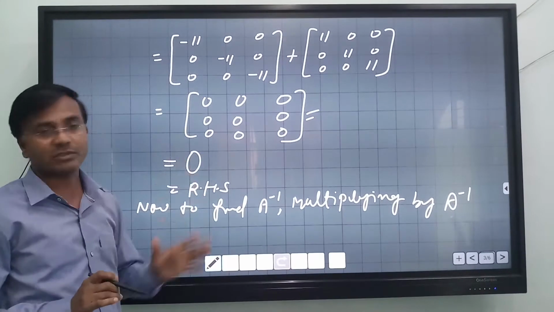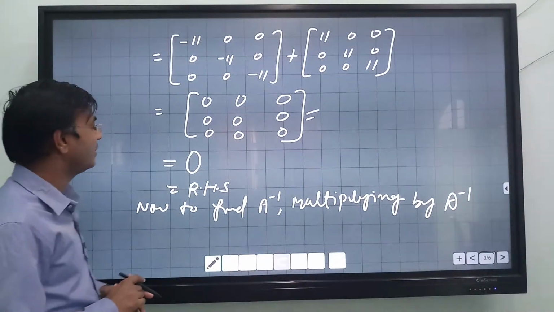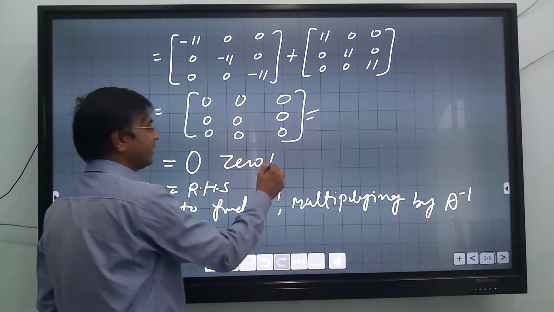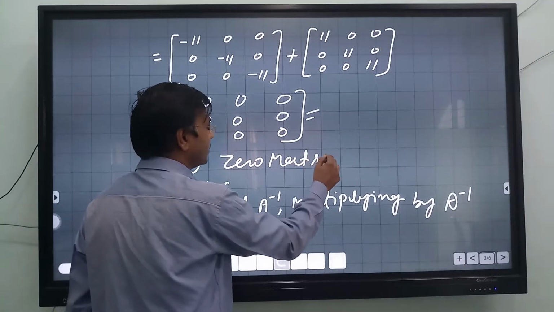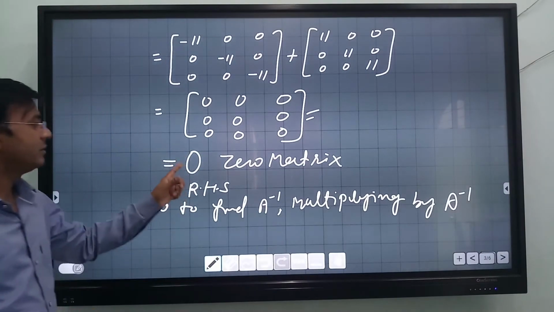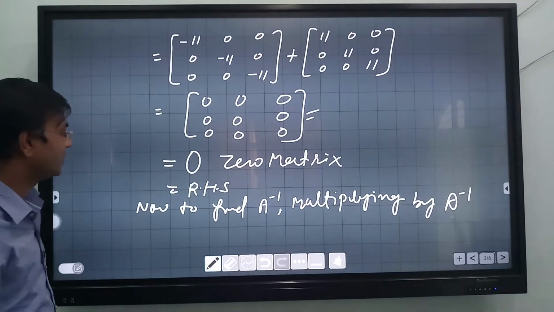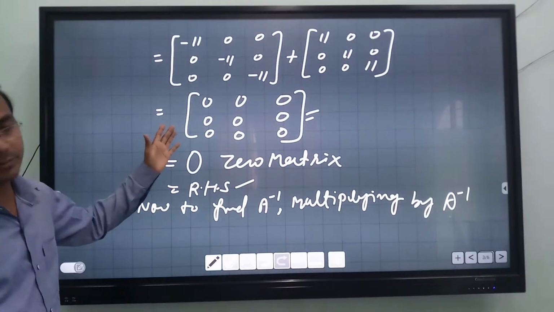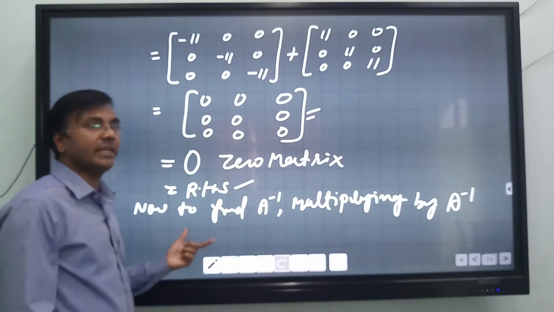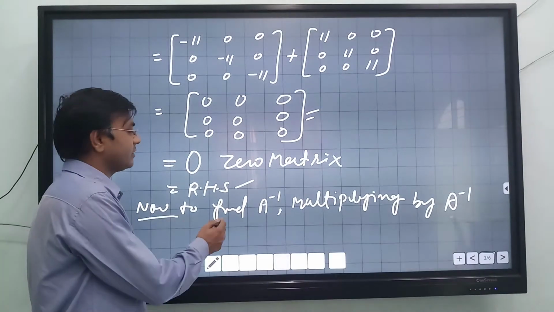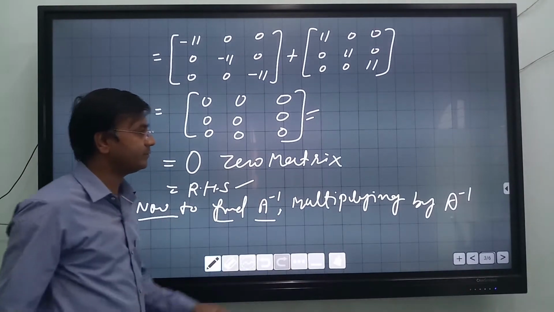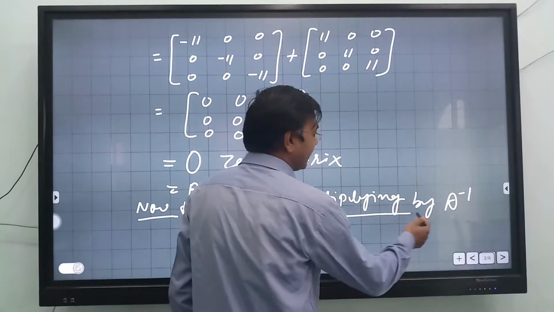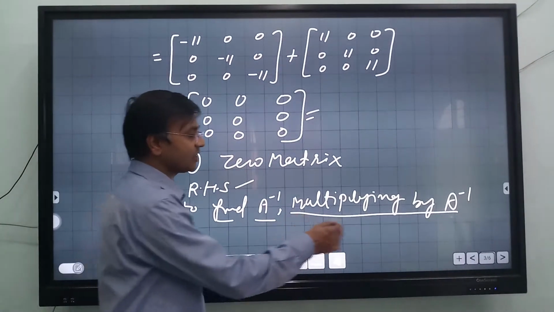So do the calculations very neatly and step by step. And this is what is clear cut, the zero matrix, denoted by the letter O. So this is the right hand side. Now this is the first part of the question, and the second part is to find A inverse, as we have to find A inverse also. So we are multiplying by A inverse.